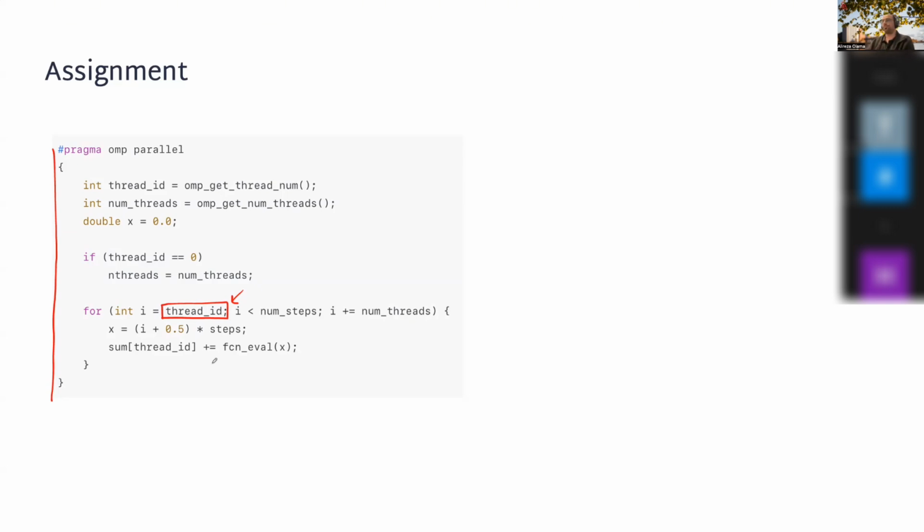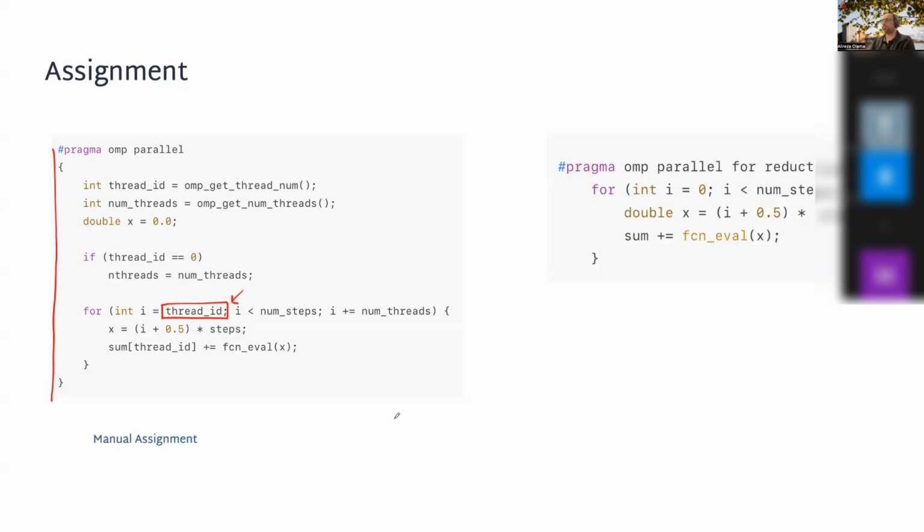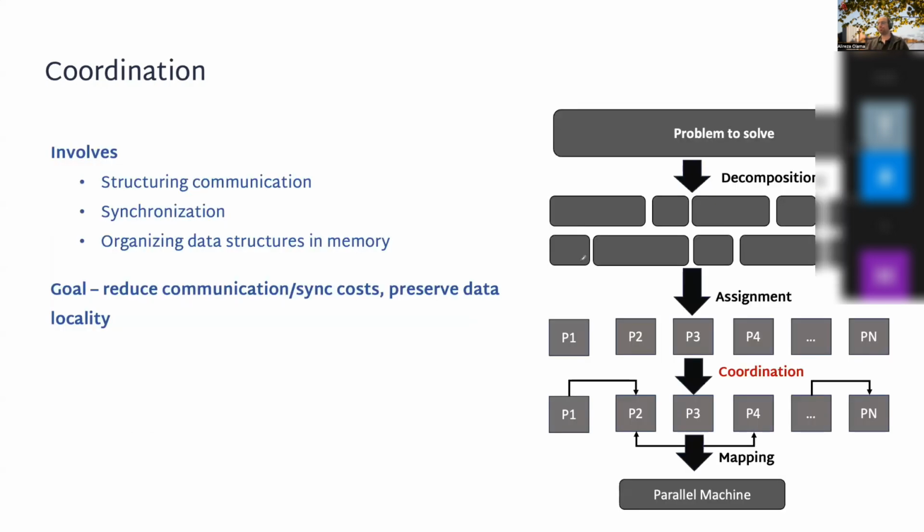But in this version, I am using this pragma omp parallel for reduction. And it's up to OpenMP how to parallelize this for loop for me. This is called automatic assignment, which is done by OpenMP. So it really depends on the program context and on the developer how you want to do these assignments.